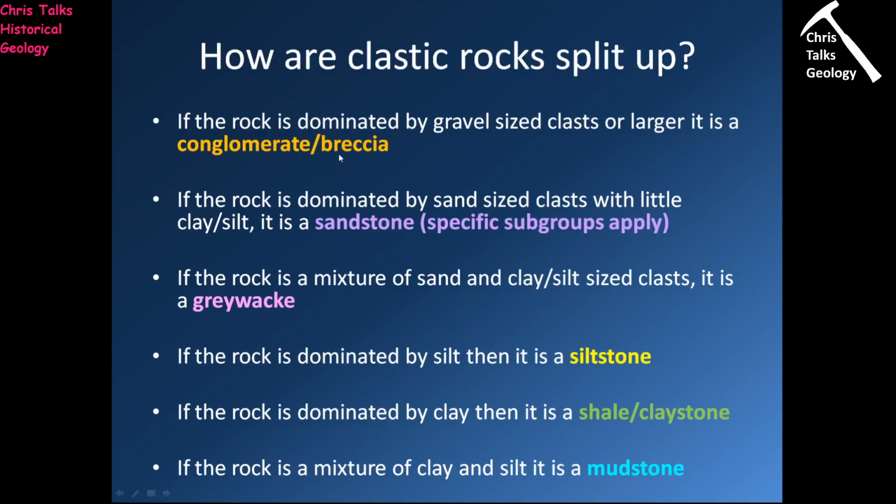Okay, so conglomerates and breccias are going to be gravels, cobbles and boulders. Sandstones, sand-sized clasts. Greywackes, sand-sized clasts with a good mud component, so there'll be clay and silt mixed in with the sand. Siltstones are going to be dominated by silt-sized clasts. Shales and claystones are going to be dominated by clay-sized clasts, and if your sediment is a mixture of both silt and clay-sized clasts, you're going to simply refer to it as a mudstone. And so it's relatively simple to classify clastic sedimentary rocks.